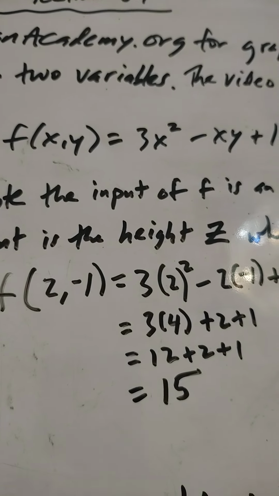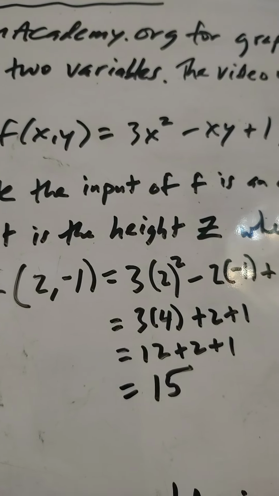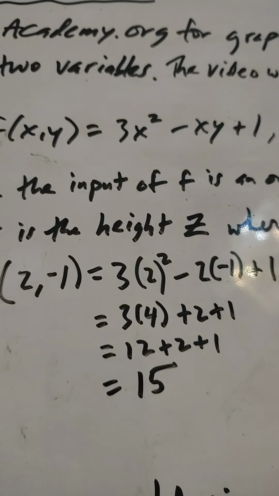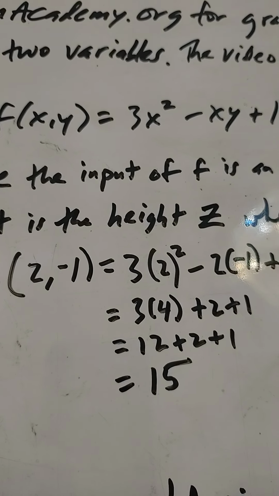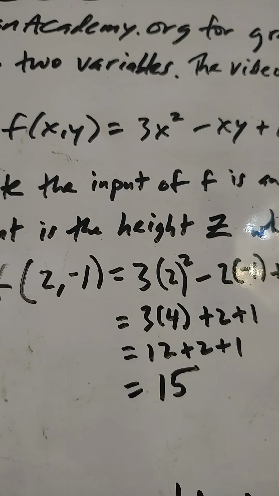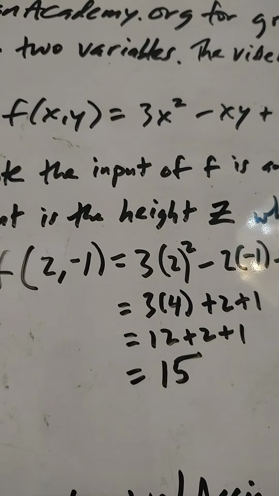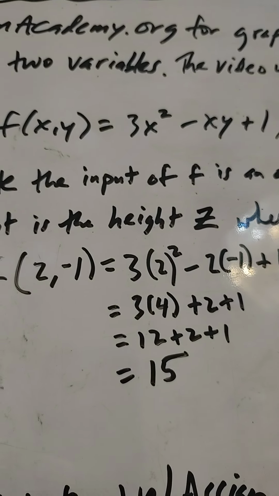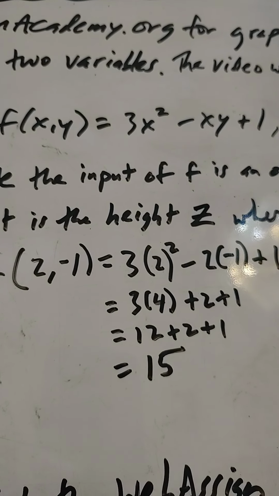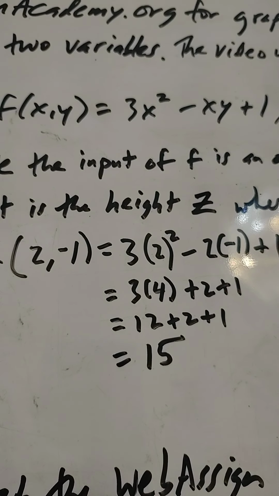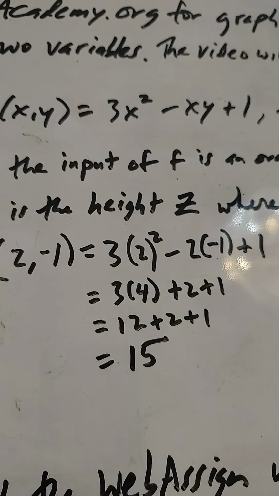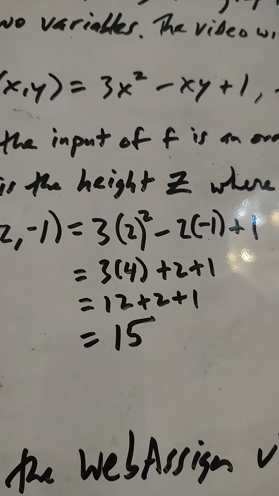So you can kind of visualize that point. You don't really plot it yet, but think of the point 2 comma negative 1 in the xy plane, and then from that point in the xy plane you're going to go up 15 units. So that will be a point on your graph. And again, the graph is usually some kind of wavy type of thing you're looking at. It's very tough to draw.